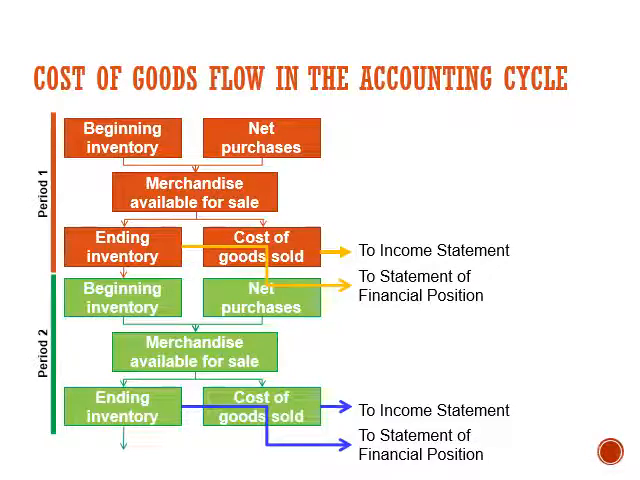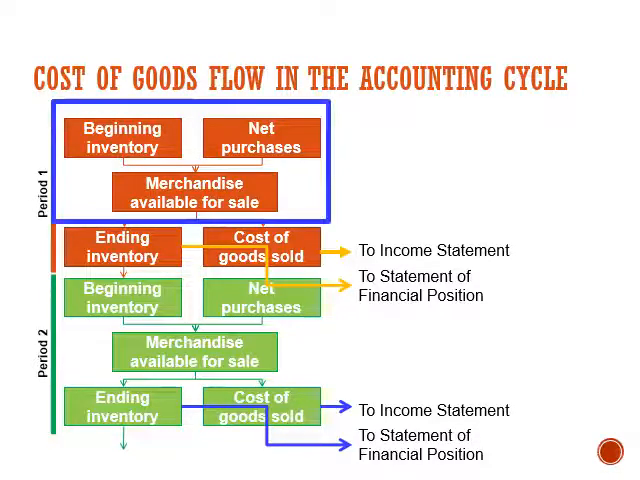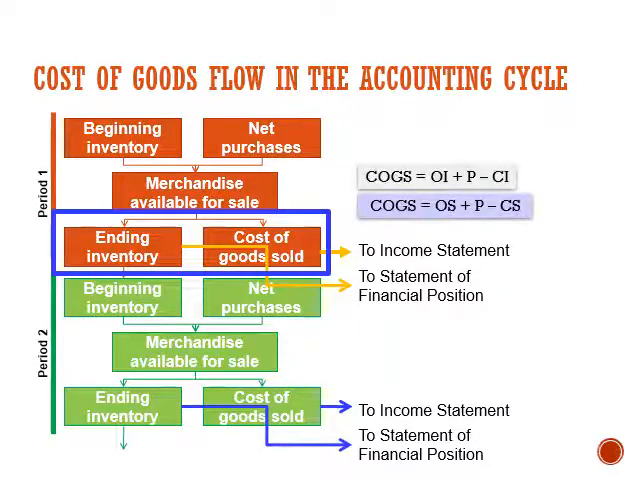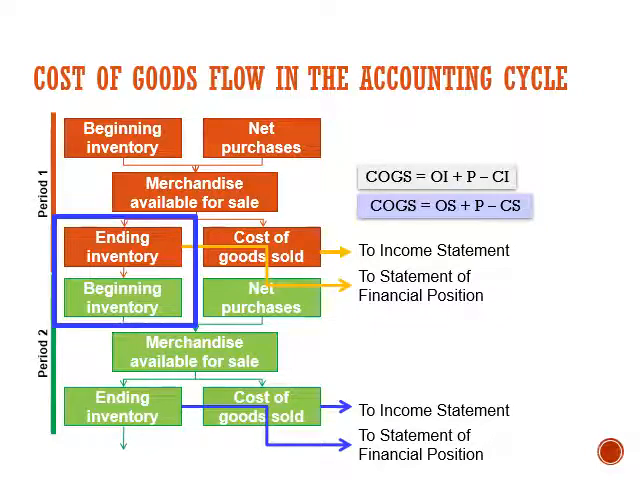This chart shows the flow of merchandise costs during a period and where these costs are reported at period end. Specifically, beginning inventory plus net costs of purchase is the merchandise available for sale. As inventory is sold, its cost is recorded in cost of goods sold in the income statement, and what remains is the ending inventory in the statement of financial position. For a periodic system, we determine the cost of goods sold by using the formula opening inventory plus purchase minus closing inventory. And please note that a period's ending inventory becomes the next period's beginning inventory.